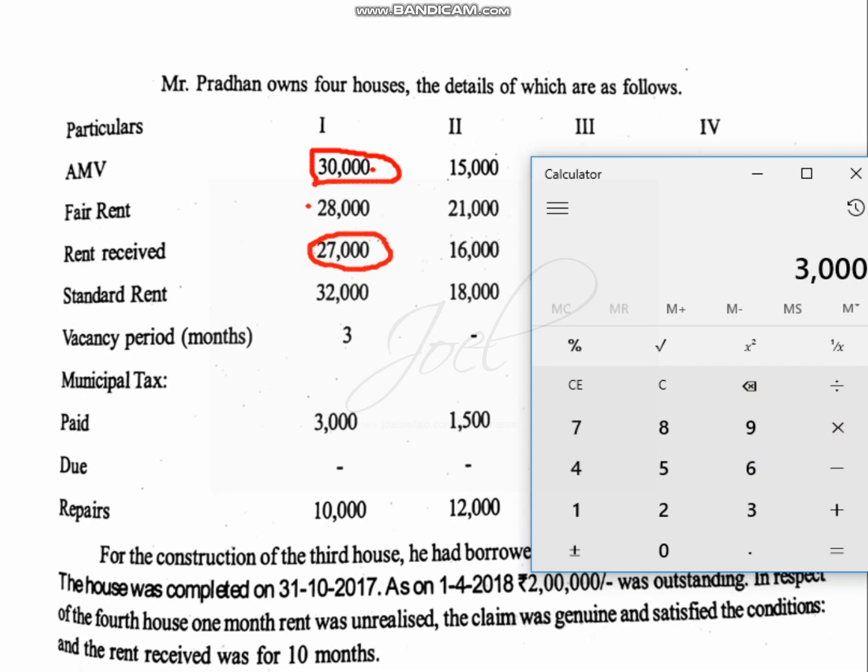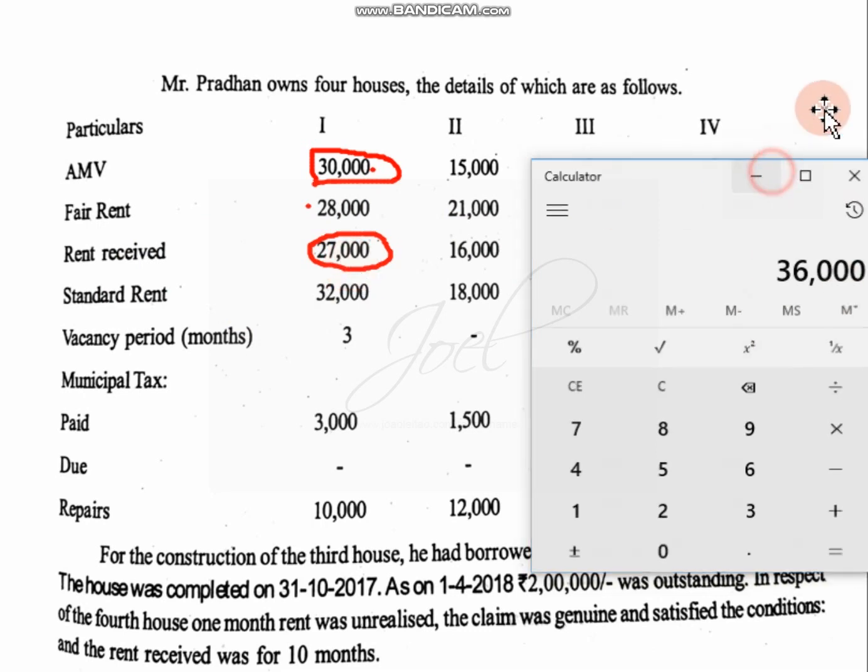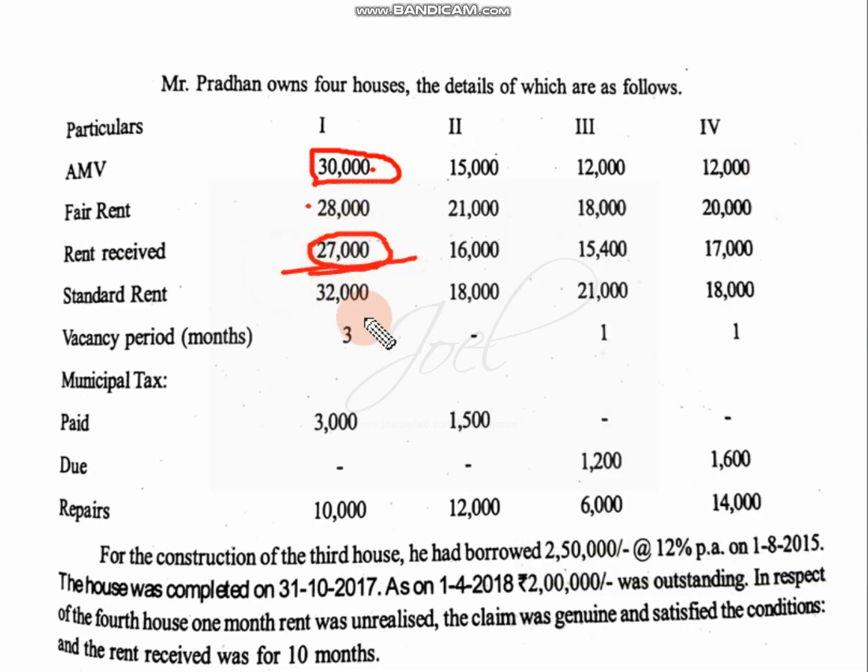So if the house was let out for 12 months, then what will be my monthly rent? I have to calculate 3,000 into 12, so in that case my annual rent will come up to 36,000. Because the house was vacant, it is let out for a lower rent and you have received a lesser amount of return. So in this particular case, my gross annual value will be 27,000 and it is not 30,000.